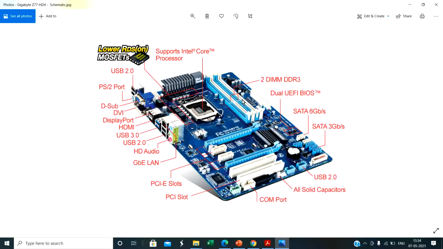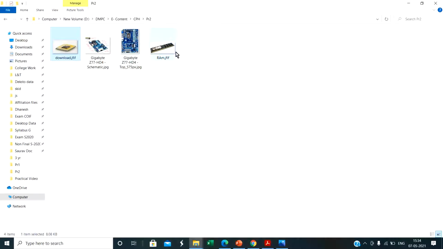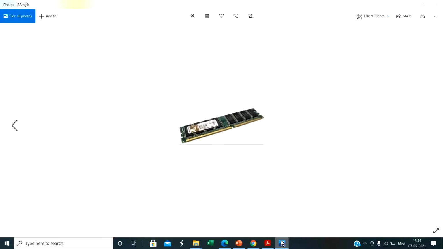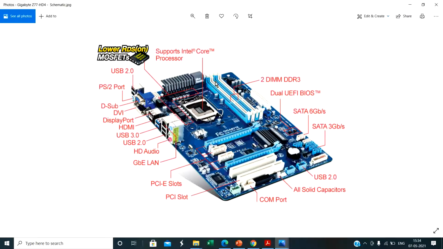Then these are the memory ports. In the memory port we can connect RAM. So this is your RAM. This RAM is connected in that port. There are various types of RAM, DDR1, DDR2, DDR3. According to that, the slot is given, and here we connect the RAM. Then next one is your power supply. The SMPS connection is connected to this port.